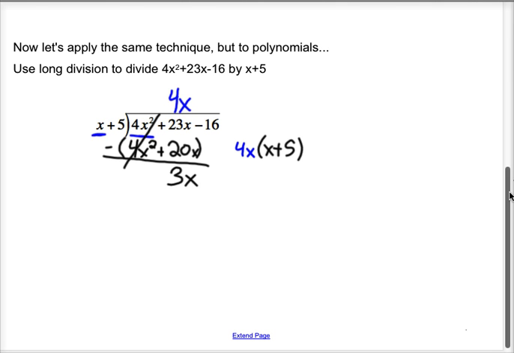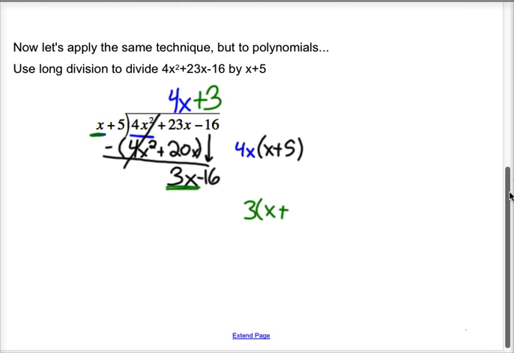Now another parallel to long division with simple numbers is now we're going to pull down the next term. So now I have 3x minus 16. And now I need to do the same thing. Now I want to cancel off that 3x. Well, canceling off the 3x, again, I have to use that same x to do so. So I need to think, what can I multiply x by to cancel 3x? Well, I need to multiply it by 3. x times 3 will give me that 3x.